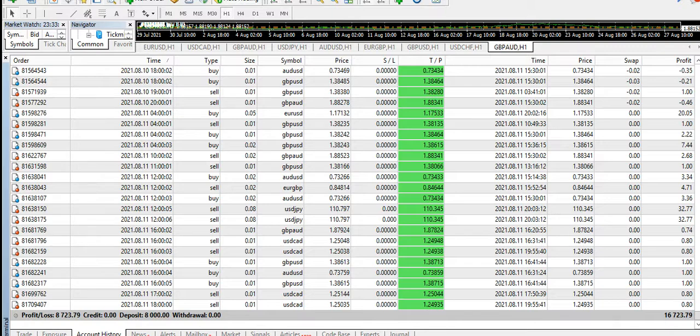So finally, with a deposit of 8,000, we made a profit of 8,723 in almost 3 months and a few days, with diversification in the risk as well as diversification in the currency pairs. These pairs are not my favorite. I have just taken them just like that.